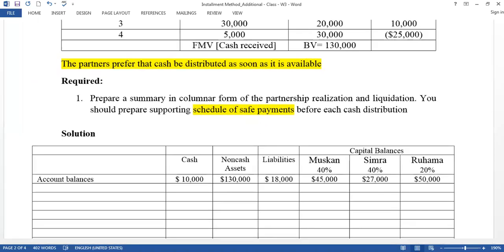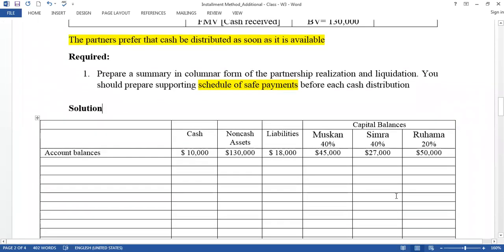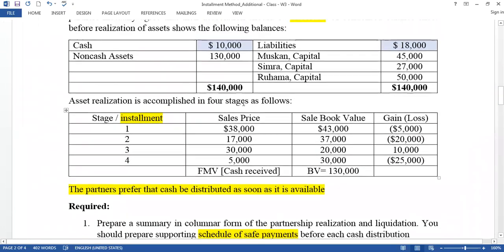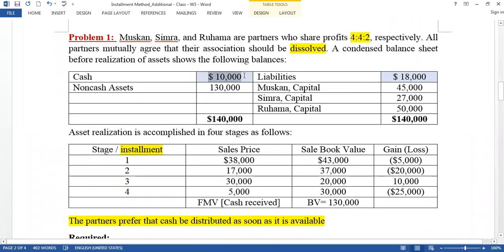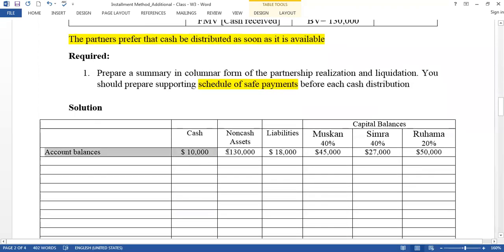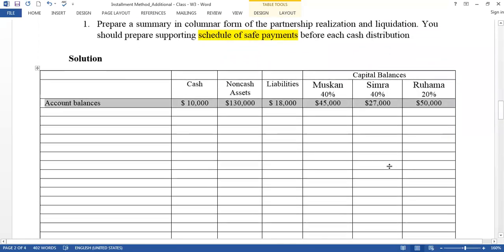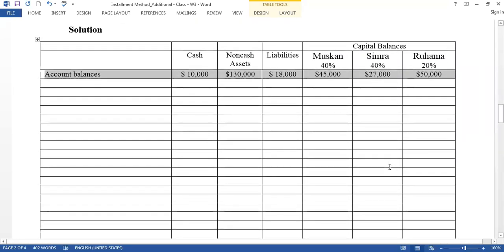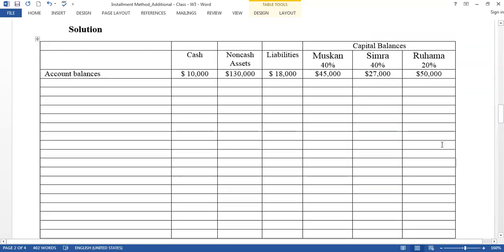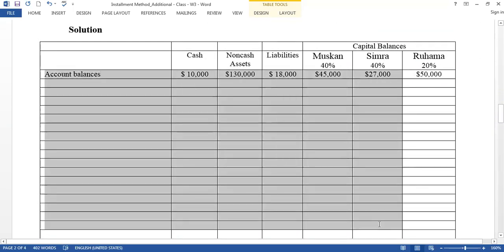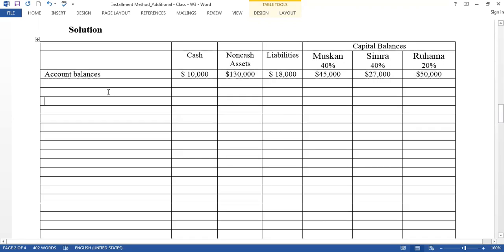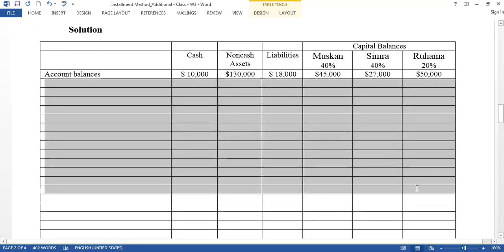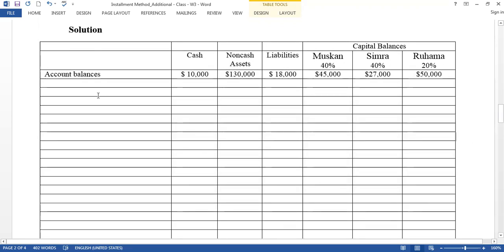Anyway, so we can solve this question first. According to this question, now our cash is 10,000, non-cash 130s. This is the liabilities and this is the partners' capital. So we put this information here. These are the balances. And if I prepare a question from here, I will give you up to here only. All other parts you have to solve by yourself. Okay.